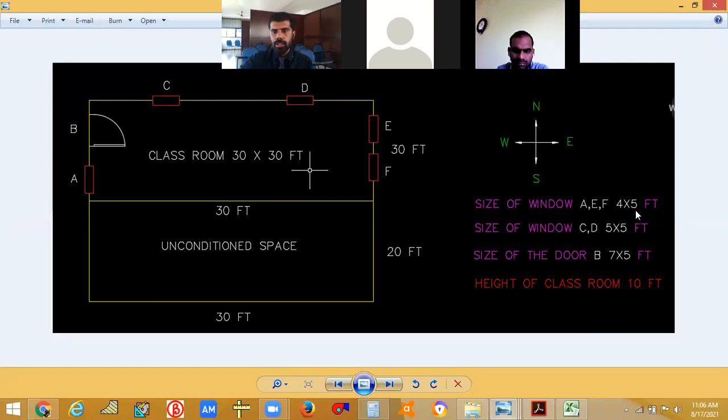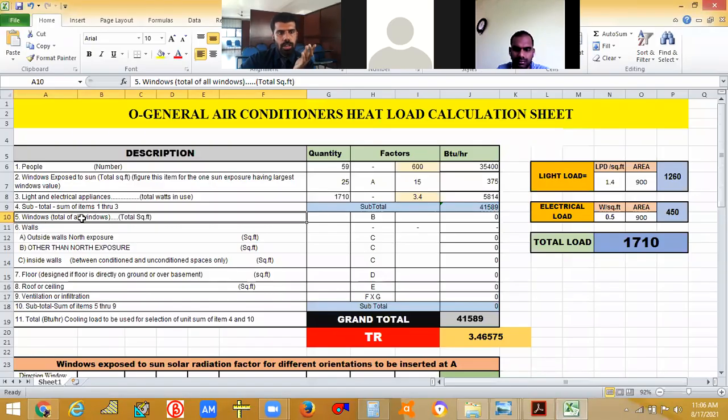A, E, and F, it is 4.5, so 4.5 into 3 will be coming. C and D are two windows, which means 5.5 into 5 each. Only windows. Don't take the door, only windows, and see how much is the total square feet. That's what they have asked there.